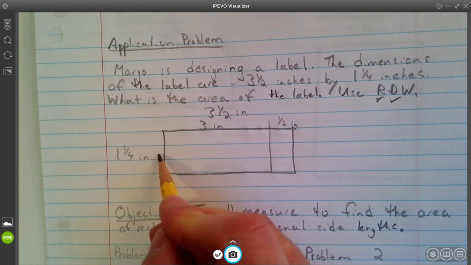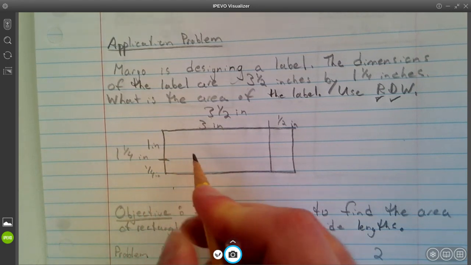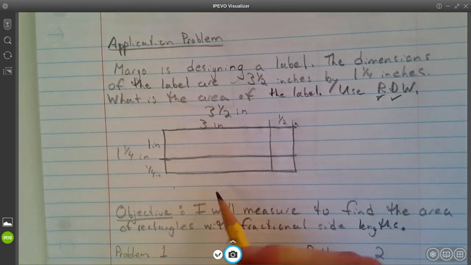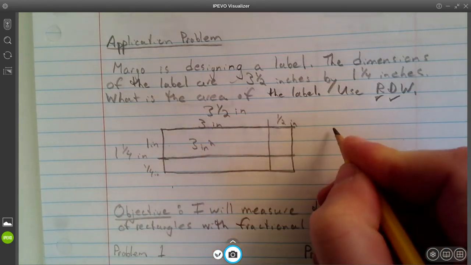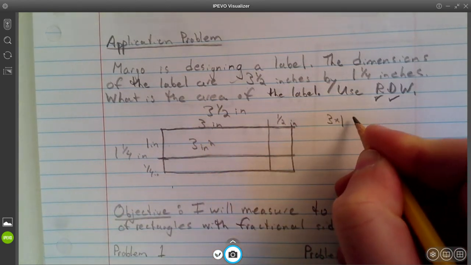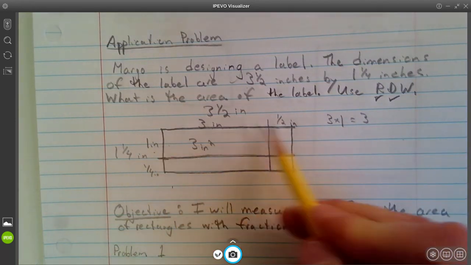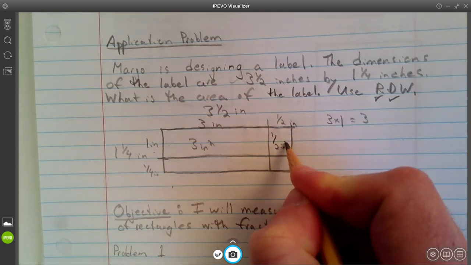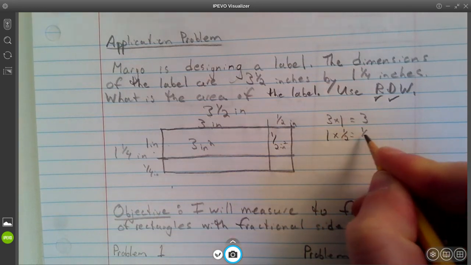And I'm going to break this the same way. Let's say right here. So this is 1 inch, and this is 1/4 inch. And now I can find the area of each of these little pieces and add them together. So 3 times 1 is 3 inches squared. 3 times 1 equals 3. 1 inch by 1/2 inch is 1/2 inches squared. So 1 by 1/2 equals 1/2.